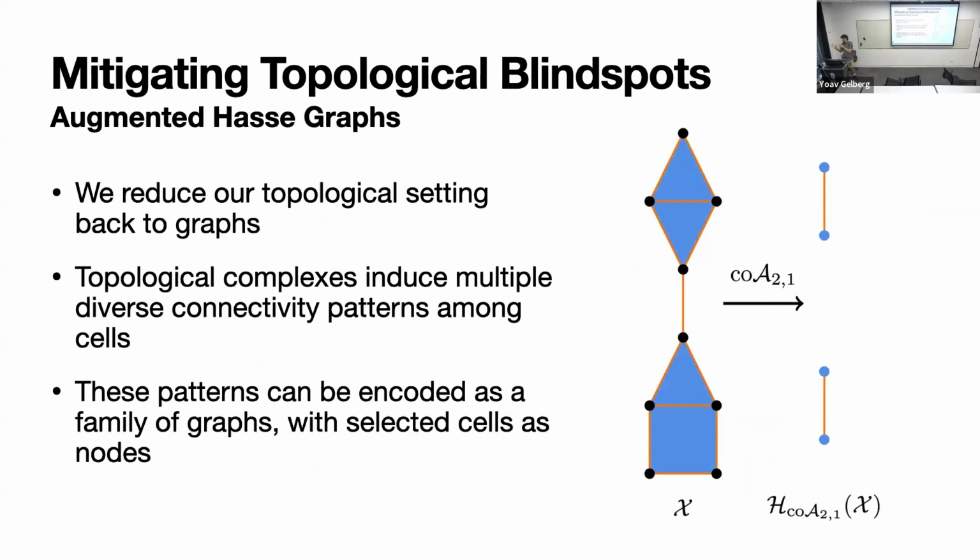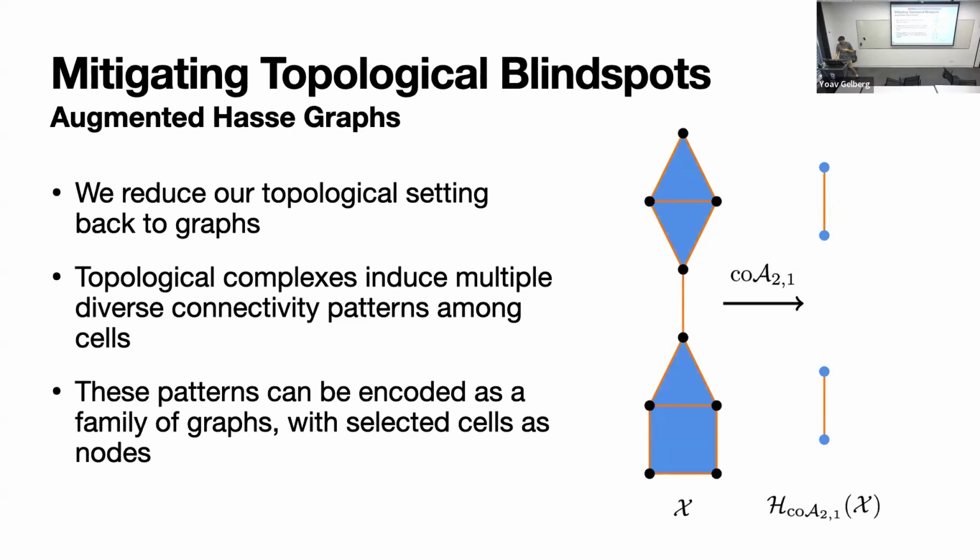We try to translate the problem of topological learning back to the graph setting. And again, why? Because we have tools to deal with expressivity in the graph setting that we want to apply here. And the idea is to take a complex and extract multiple induced graphs from it. So we can think about it intuitively. Like Yam mentioned, we have several different connectivity structures, right? There are different ways in which cells can be connected. The adjacency, the coadjacency, each one is specified by a rank. And we can literally define a graph for each one of these connectivity structures.